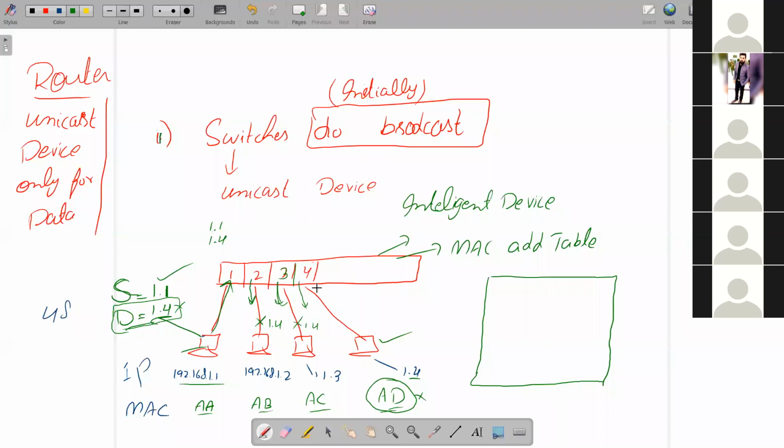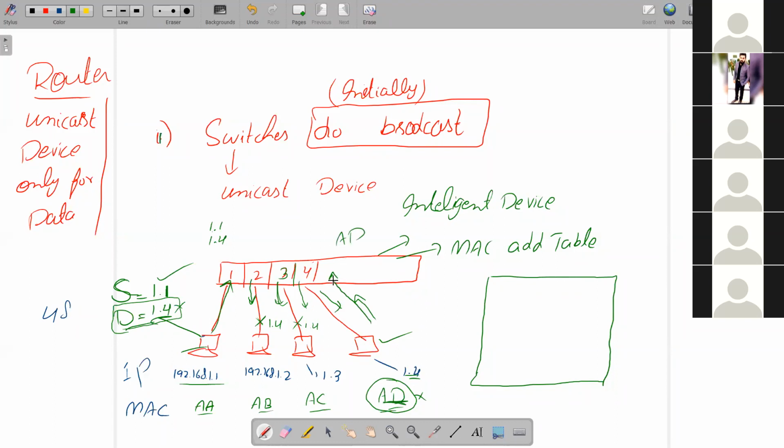And then this broadcast will be received by that PC and it will ask, is that you, 1.4? He says, yes, I am 1.4. And then he will ask, tell me, what is your MAC address? And he will reply that my MAC address is AD.